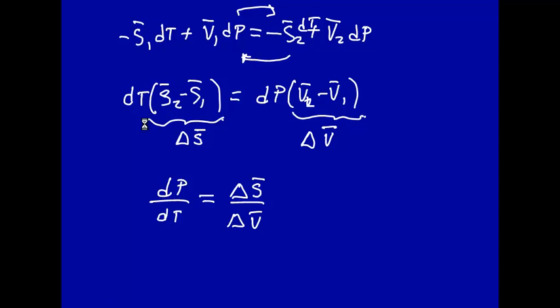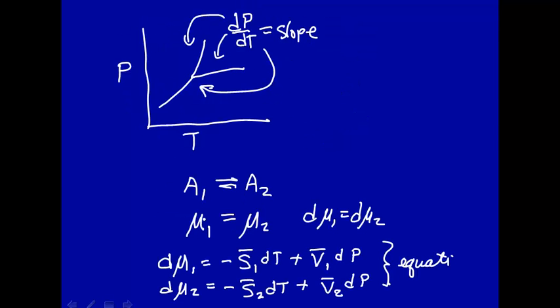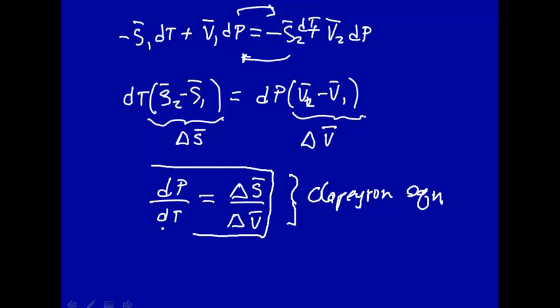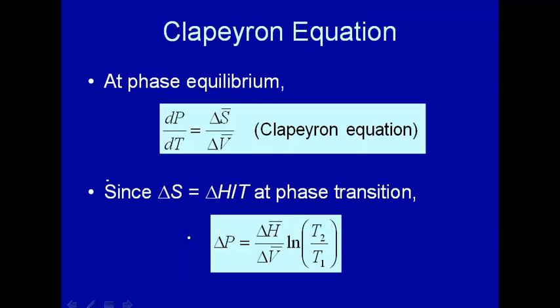Again, that comes from, okay, we have phase equilibrium, which means the chemical potential of the two is the same. We say what the chemical potential is in terms of partial molar quantities, and presto, we have the Clapeyron equation. Okay, so there it is. But wait, there's more.